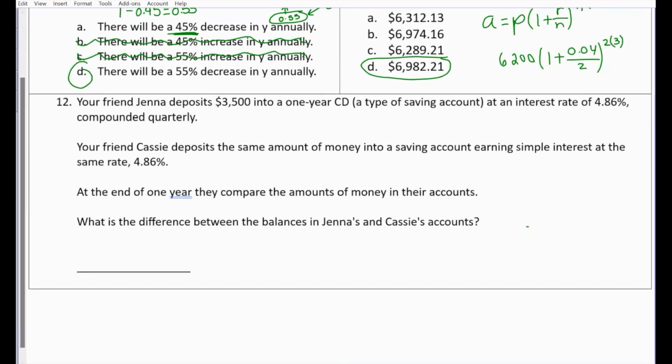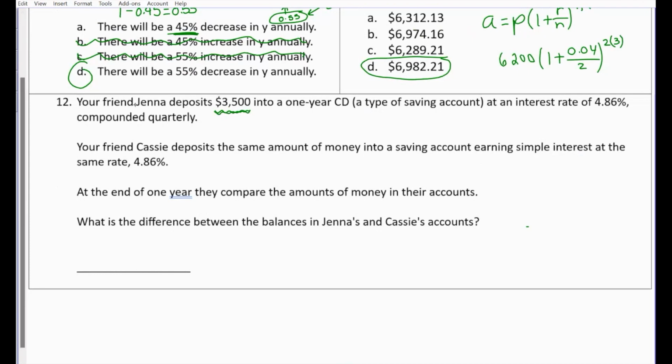And finally, your friend Jenna deposits $3,500 into a 1-year CD, a type of savings account, at an interest rate of 4.86% compounded quarterly. Your friend Casey deposits the same amount of money into a savings account, earning simple interest at the same rate of 4.86%. At the end of 1 year, they compare the amounts of money in their accounts. What is the difference between the balances in Jenna and Casey's account?